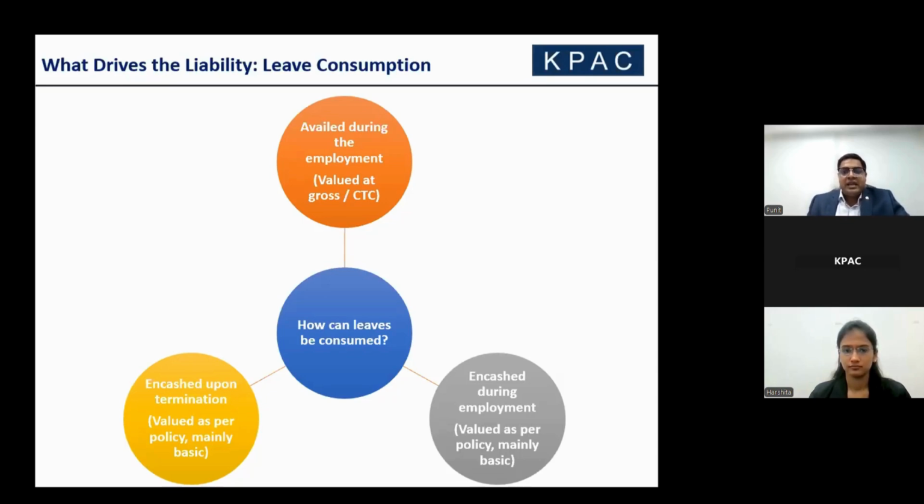And the third is encashment at the time of separation, or encashment upon termination. Now, this is the most common scenario for vested leaves. Upon an employee's retirement or resignation, their unused accumulated leave balance is paid out. This is also valued as per the policy and usually based on the basic salary. So, understanding these consumption patterns is vital for accurate projections.